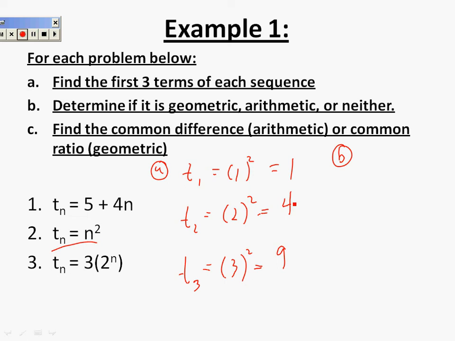Let's try geometric. Now, that one's a little bit trickier. You have to find the common ratio. You guys remember how to find the common ratio? Yeah. You divide the second term by the first, or the third term by the second, and so on and so forth. So let's go ahead and do this one. What is 4 divided by 1? Okay. And what is 9 divided by the one before it, which is 4? So are these the same? It's not geometric either. This one is neither. Therefore, we don't need to do part C because it's not geometric or arithmetic, so there's no common difference or common ratio to identify.